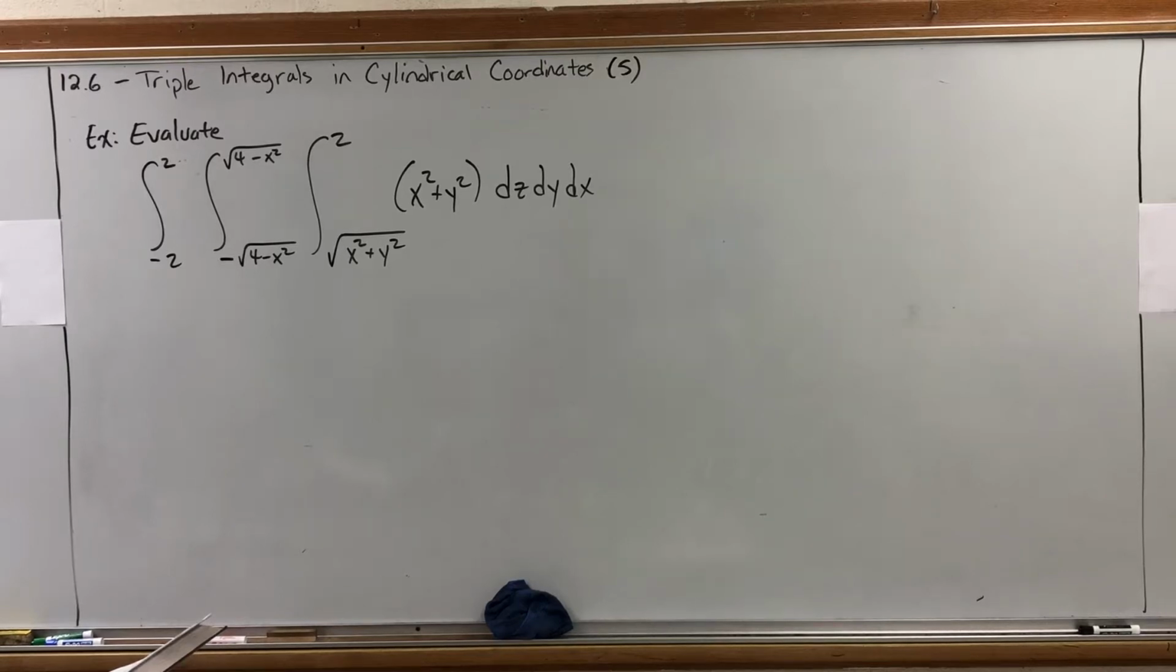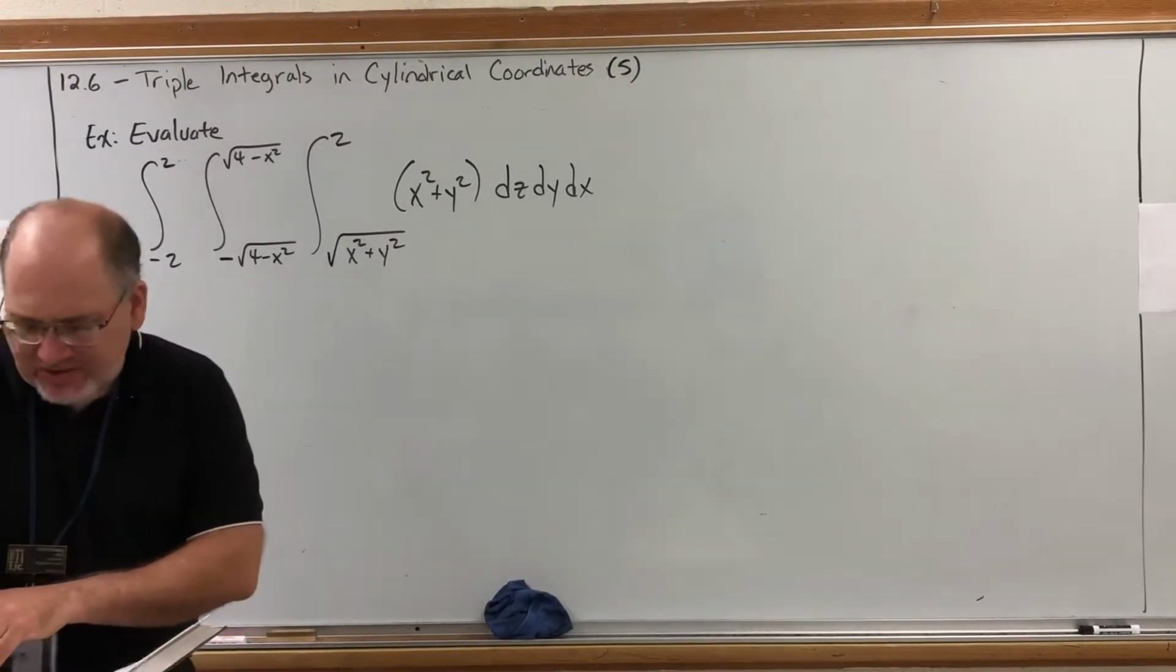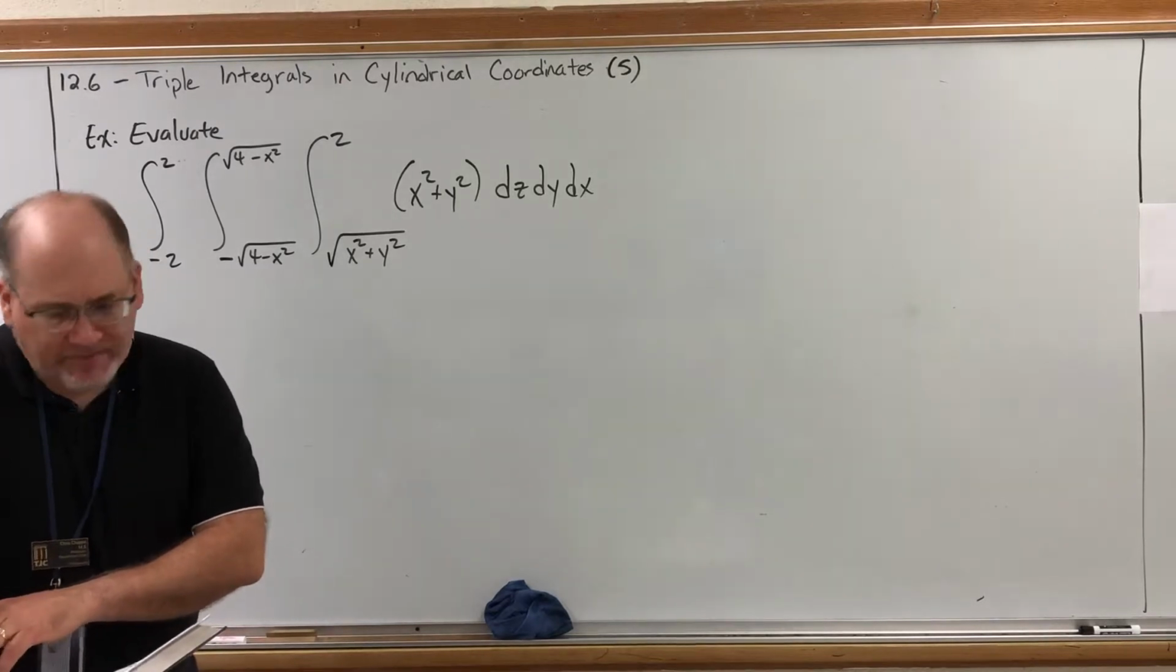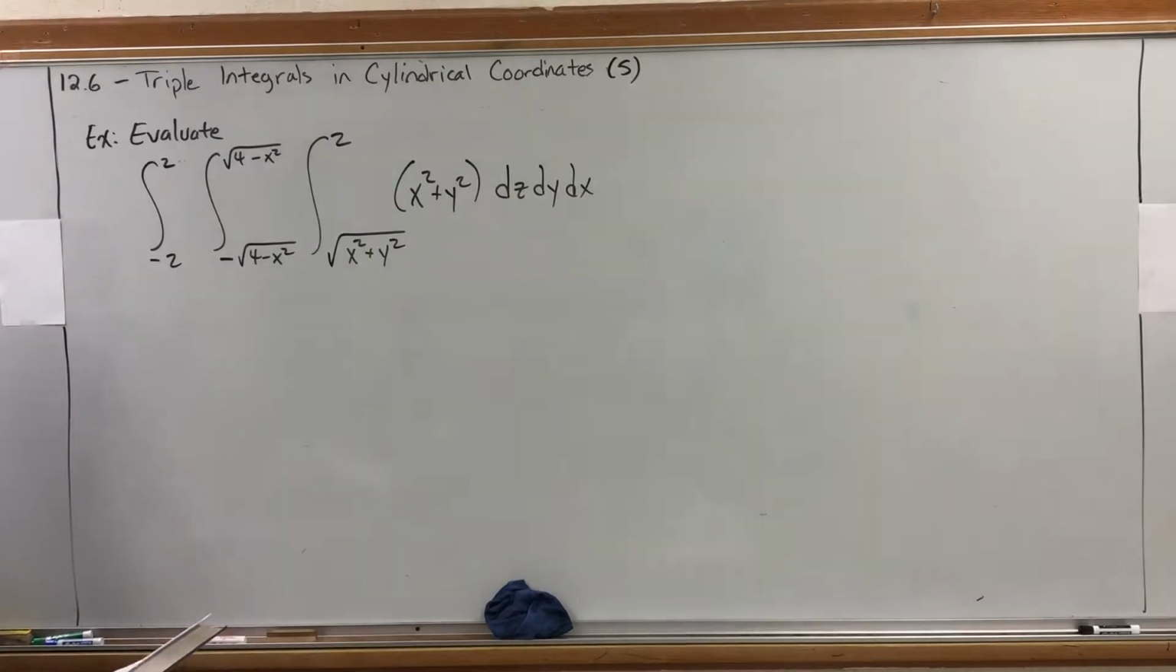Section 12.6, Triple Integrals and Cylindrical Coordinates, Video 5. This example, which is the final example in the book, but I think I'm going to do one more after this, is example 4 on page 733.